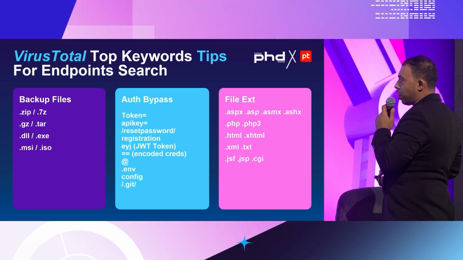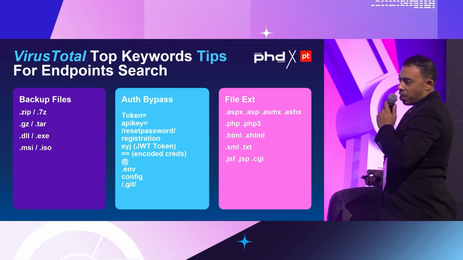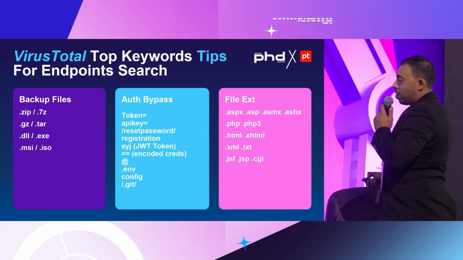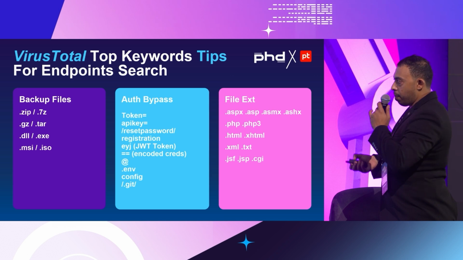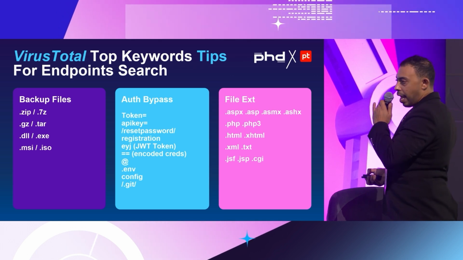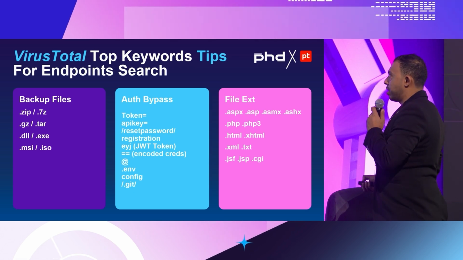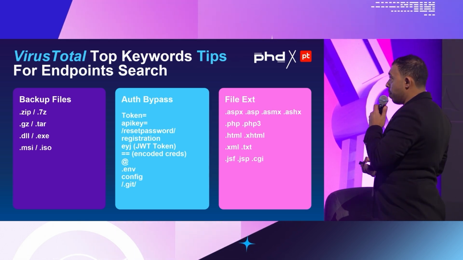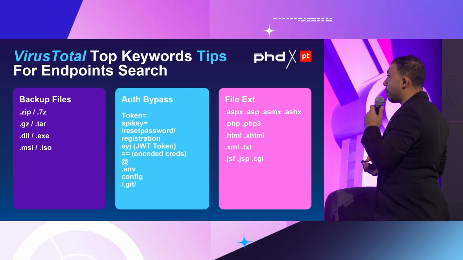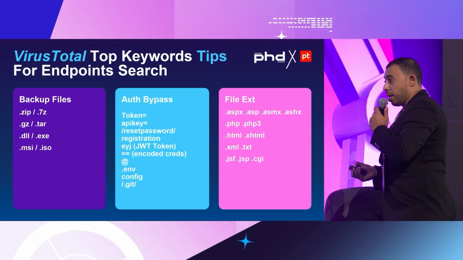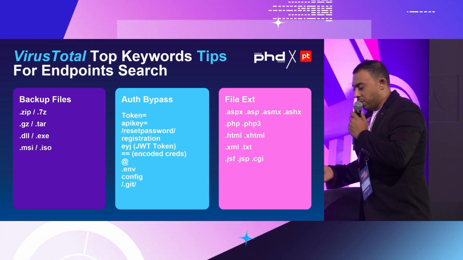eyJ, it's short for a JWT token. We can search for equal, it means something encoded. It's helpful to find leaked credentials directly, like employee@company.com and the password. env, config, get are very helpful for other testing. And we can look at the same time for file extensions, such as ASP, ASPX, ASMX, PHP, PHP3, HTML, XML, all of this stuff.